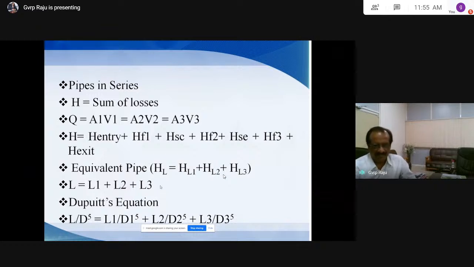And the resulting equation, if you use this equation, is L by D^5 is equal to L1 by D1^5 plus L2 by D2^5 plus L3 by D3^5. That simple equation is called Dupuit's equation. This is very, very important. In any examination, there will obviously be a question on Dupuit's equation.